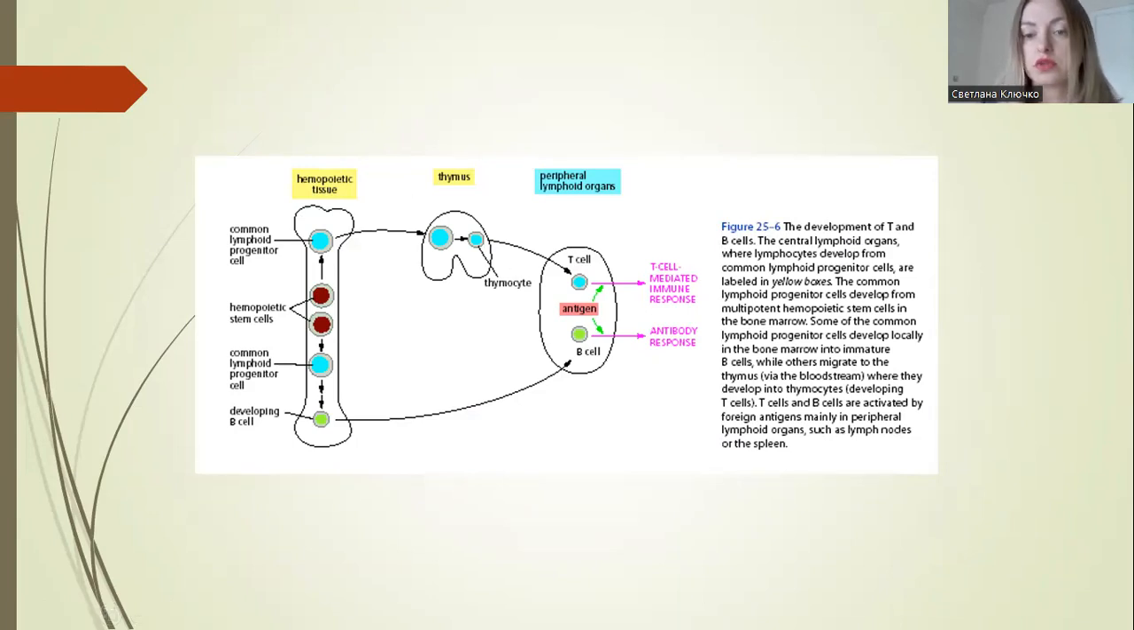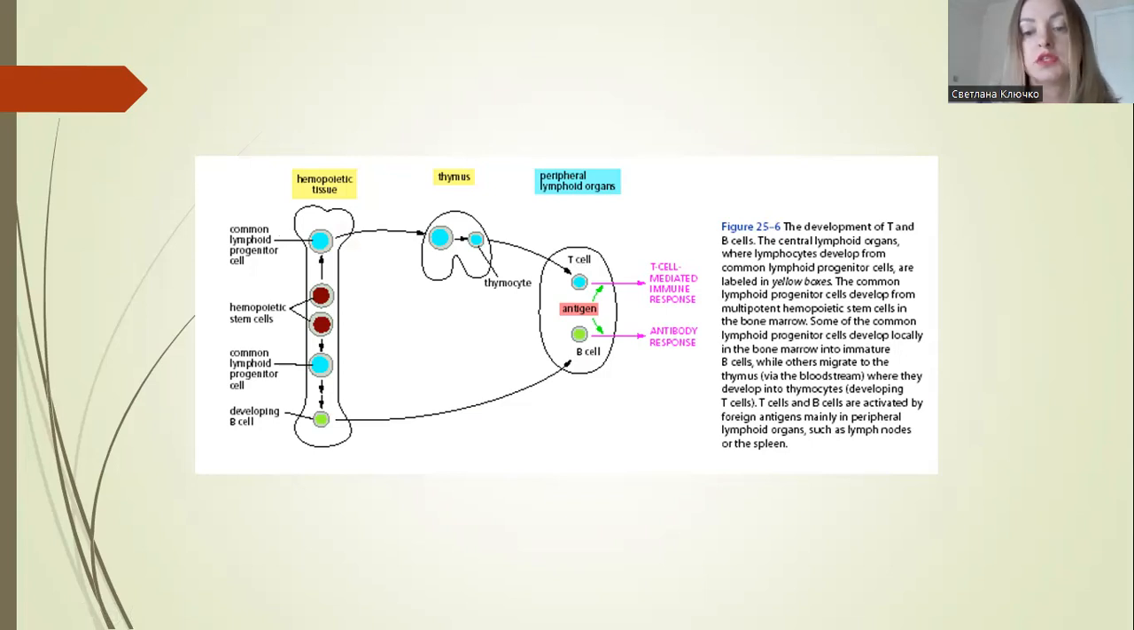The common lymphoid progenitor cells develop from multipotent hematopoietic stem cells in the bone marrow. Some of the common lymphoid progenitor cells develop locally in the bone marrow into immature B cells, while others migrate to the thymus via the bloodstream, where they develop into thymocytes, developing T cells.